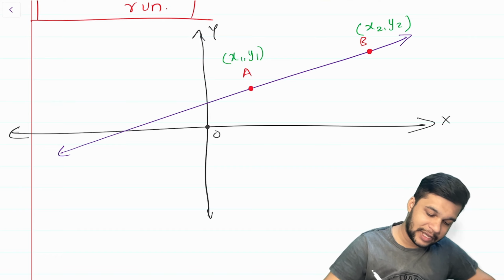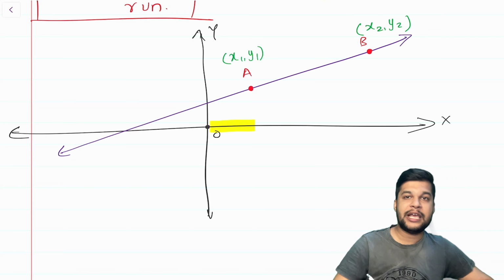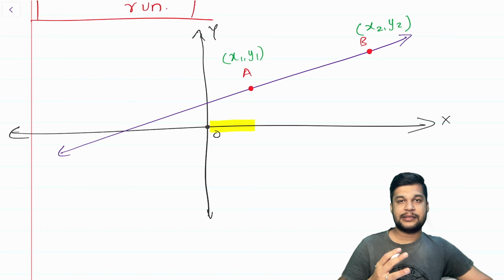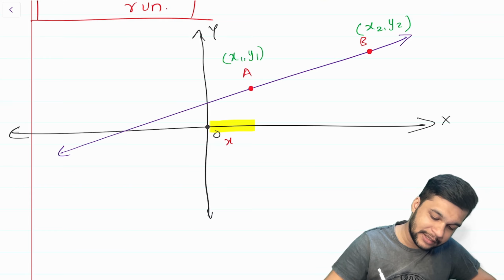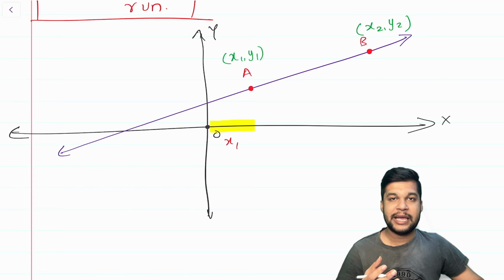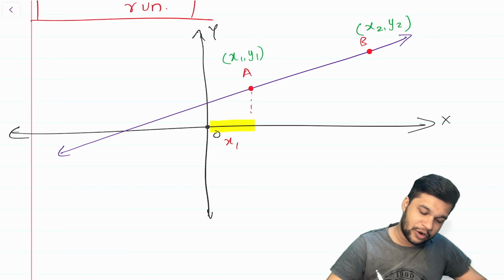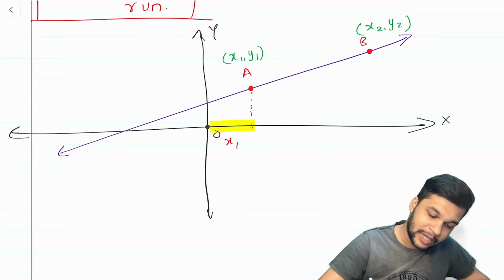Can I say that this distance, the distance of point A from the y-axis, this highlighted part, is x1? This will be x1 because the x-coordinate of point A is x1, y1. So can I say this is x1? Yes, I can say that.